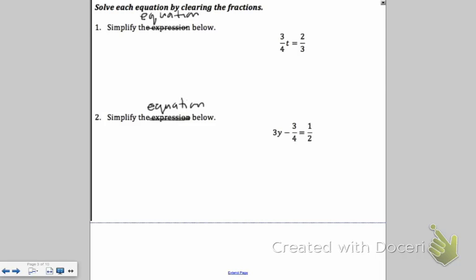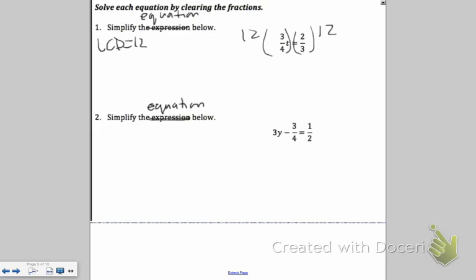So what we're going to do in order to eliminate these fractions and turn it into a multi-step equation is find the least common denominator in our two fractions here. So we have 3/4 and 2/3. The least common multiple of 4 and 3 is 12. So what we're going to do to each side of the equation is multiply our numerators by the least common denominator, which again is 12.